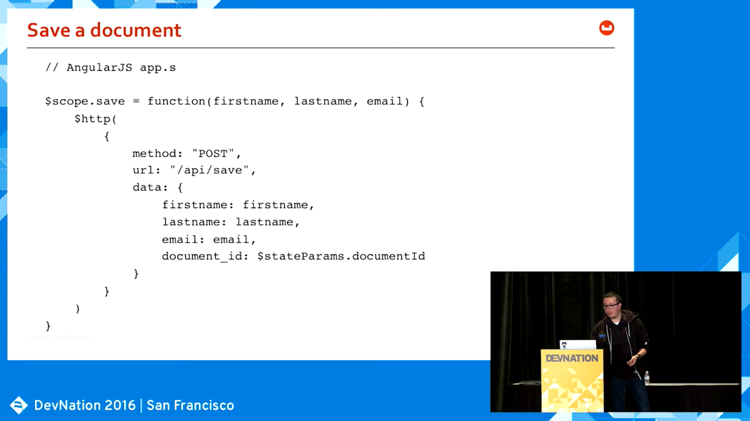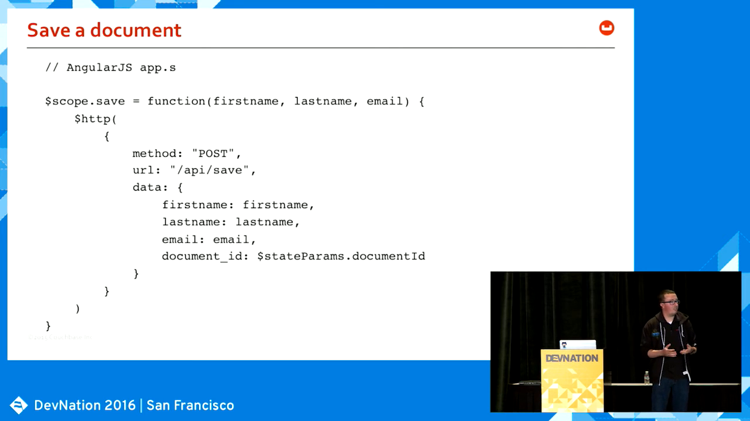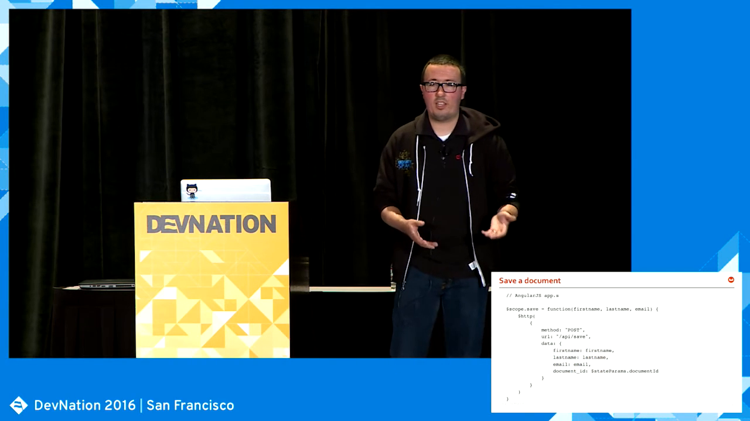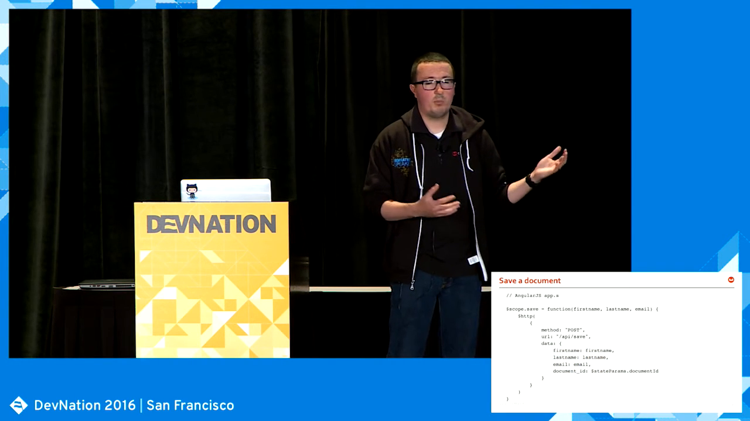Let's look at another AngularJS function here. This one would be for saving. It's a post request this time. And then data would be our post body. So we're providing a first name, last name, email, and then this optional document ID. If that document ID doesn't exist, it'll be null, but that's all right, because our backend will cover it.